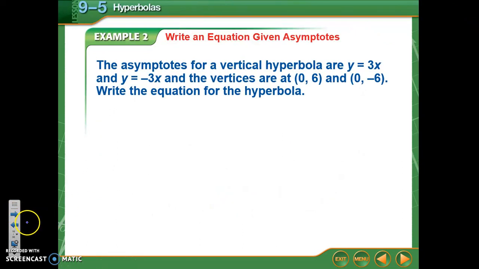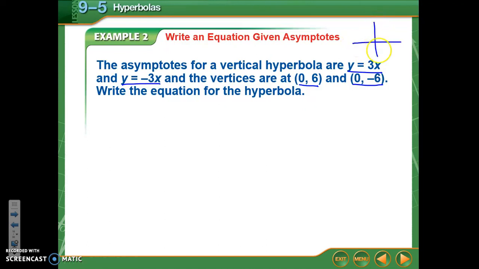All right, here we're going to write an equation given the asymptotes. My asymptotes here for a vertical hyperbola are y equals 3x and y equals negative 3x. My vertices are at 0, 6 and 0, negative 6. So we're going to write the equation for this hyperbola.